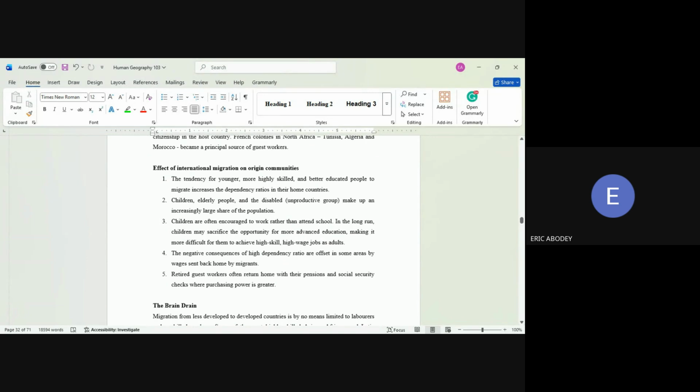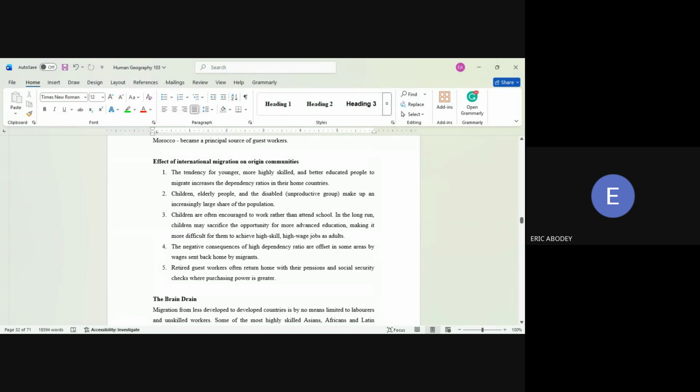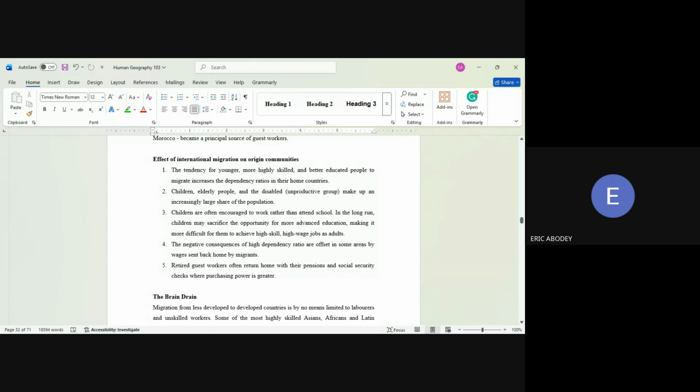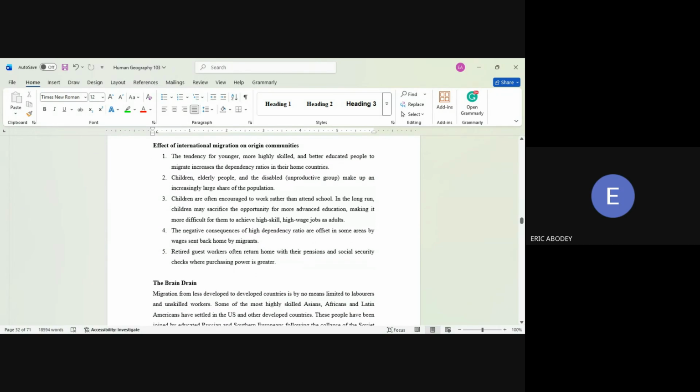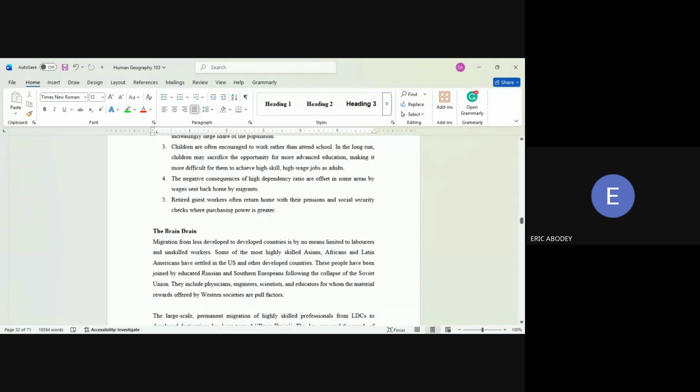Then the negative consequences of a high dependency ratio are offset in some areas by wages sent back home. It is not always the negative aspect. Money from abroad helps a lot. The retired guest workers often return home with their pension and social security checks, where purchasing power is greater.